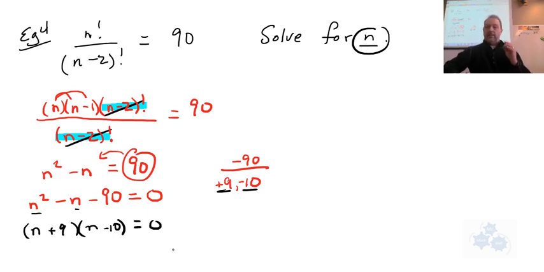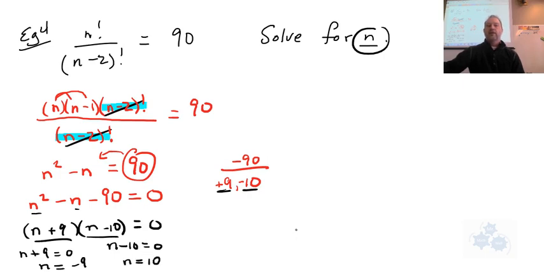So that's the first step in solving for n, because we use something called the zero product principle. If this factor times this factor has to equal 0, that means that one of them or both of them must equal 0. Those are the only options. So if this one, n plus 9, equals 0, then n equals negative 9, right? If this one were to equal 0, then n would be equal to 10. So in solving quadratics, you always have, well, not always, but sometimes you have two options.